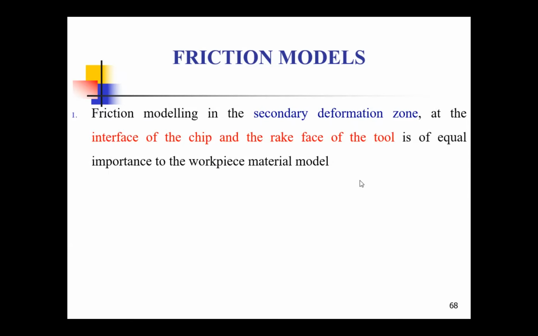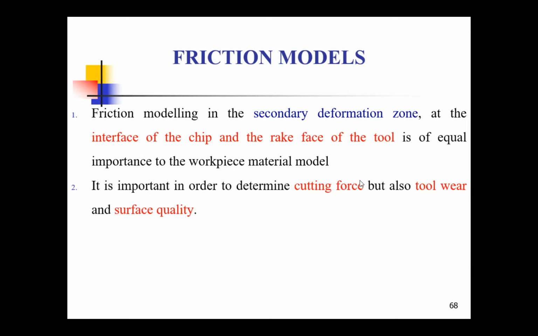The friction model. The friction is particularly available in the secondary deformation zone. It is where the chip contacts the tool. So primary deformation zone is between workpiece and chip, and secondary deformation is between tool and the chip. Okay, it is the interface. So it is important to determine the cutting force, but also tool wear and surface quality.